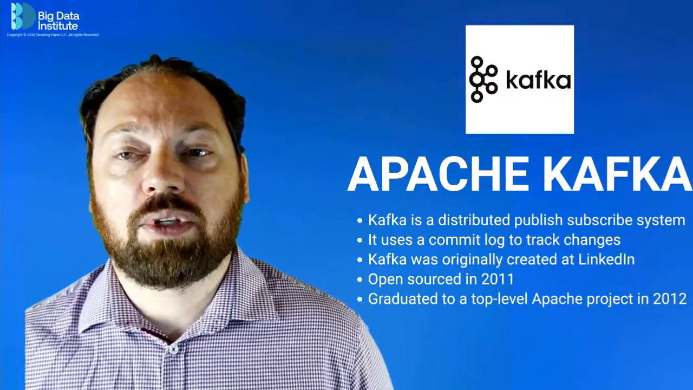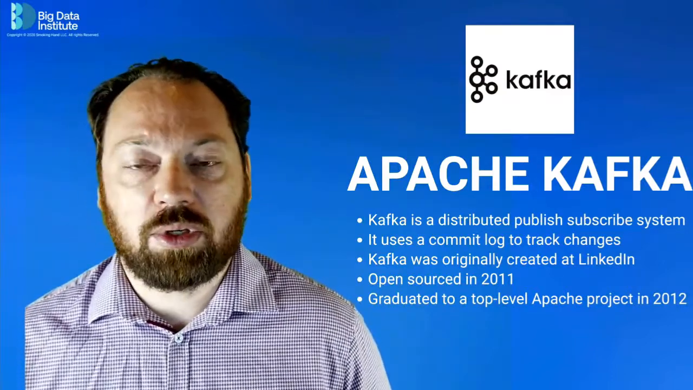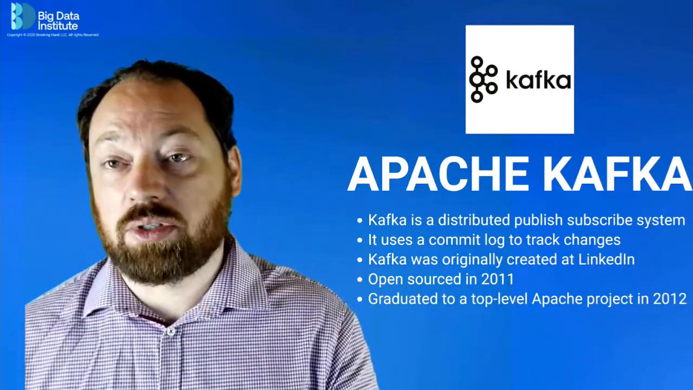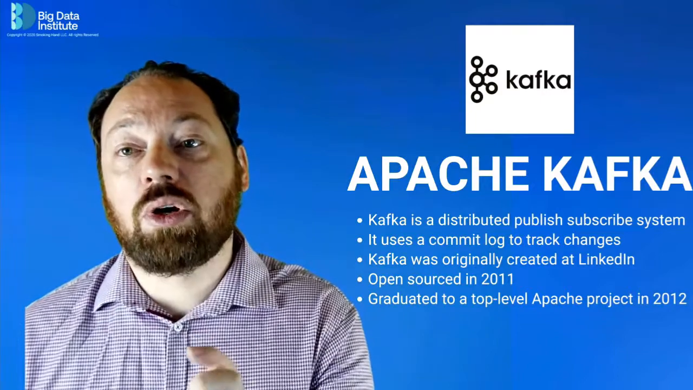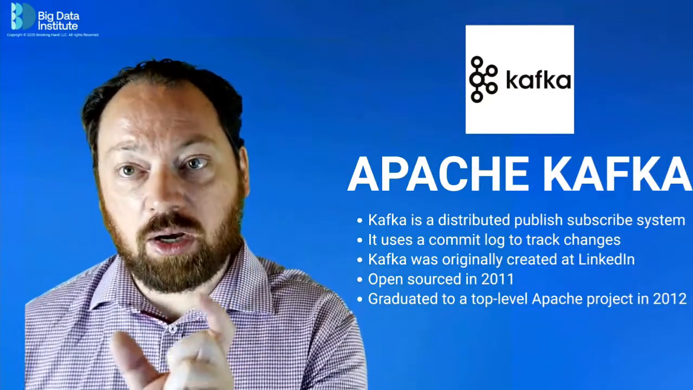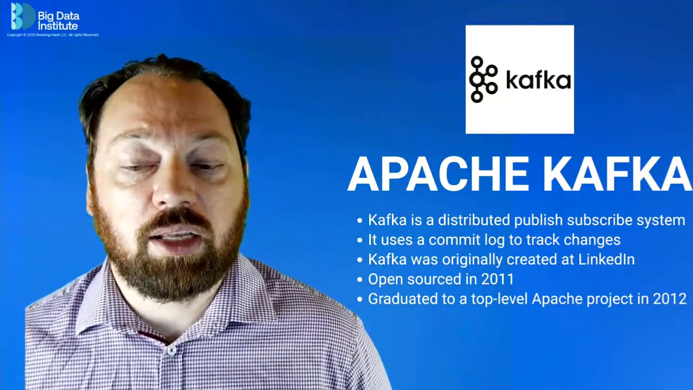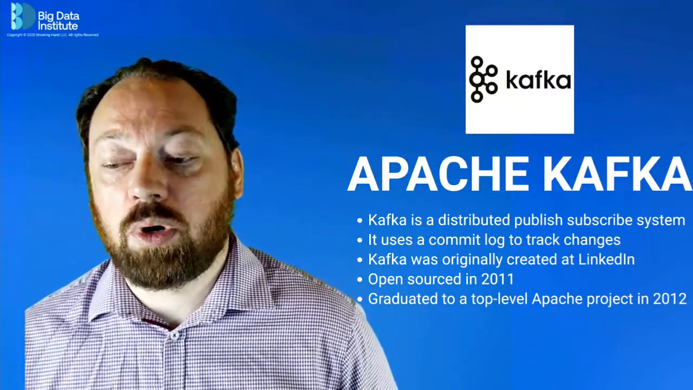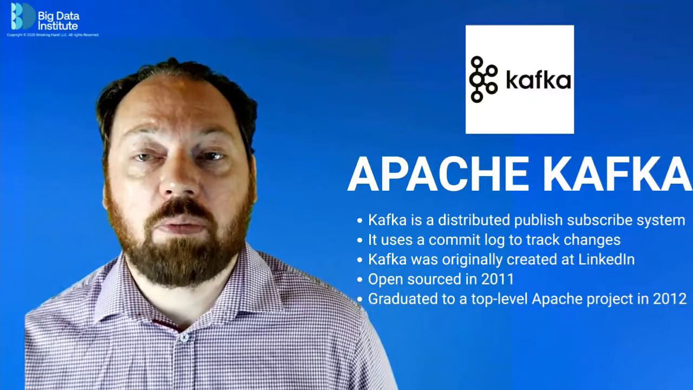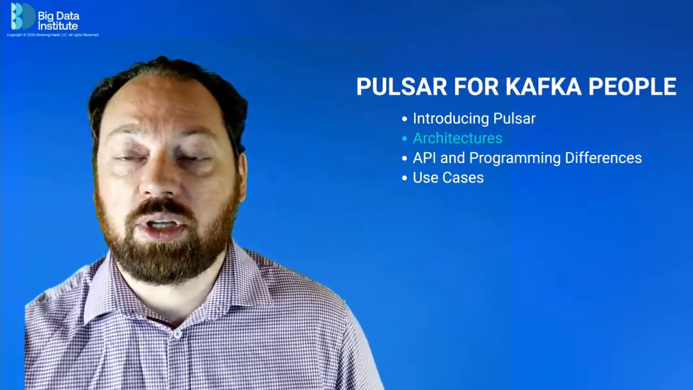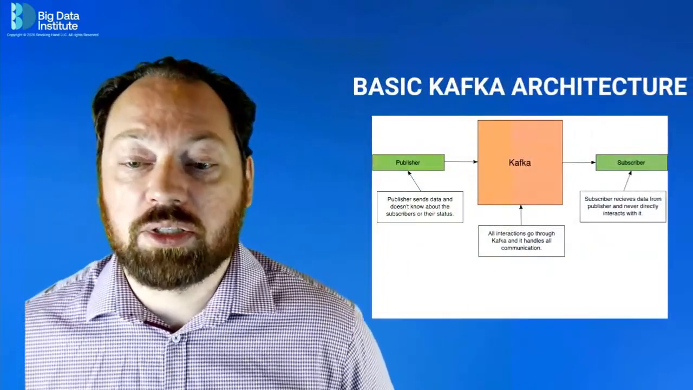One big difference between Pulsar and Kafka is that it uses a commit log. And that commit log is in partitions. So it's going to store those messages durably, but that commit log is going to keep everything together. It was originally created at LinkedIn, and it was open sourced in 2011, and it became a top-level project in 2012. So now that we've done a brief introduction, let's take a look at the architectures and what are the architectural similarities and differences.